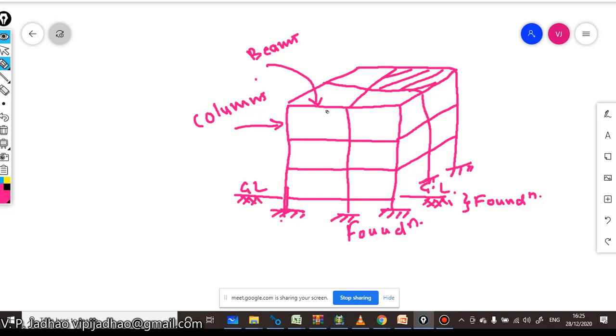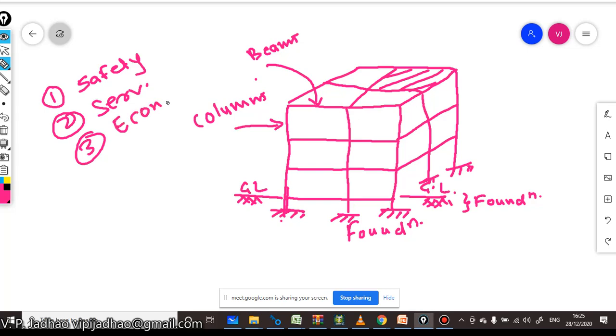While designing, our motto is, first, safety, then serviceability, and then economy. These are our main requirements for the design of any structure. Whenever we design a structure, it should be safe, it should be serviceable, and it should be economical. So these are the basic requirements of any structure.